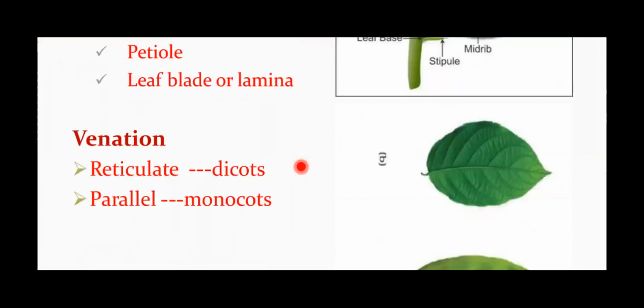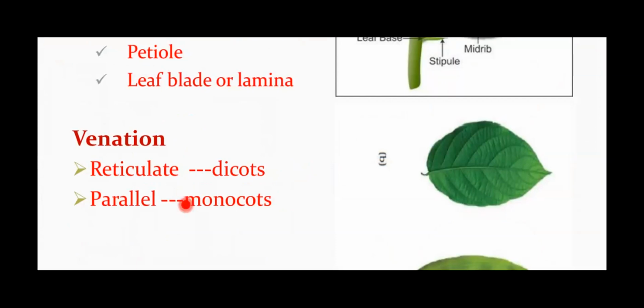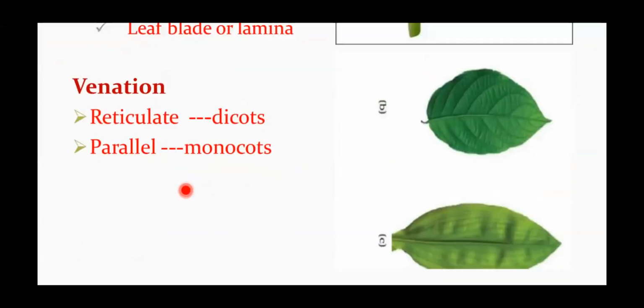Then moving ahead, we have venation. So what is venation, students? The arrangement of veins and veinlets in the lamina of the leaf is called venation. You all know that there are two types of venation, that is reticulate and parallel venation. If you just see the diagram here, what is reticulate venation.